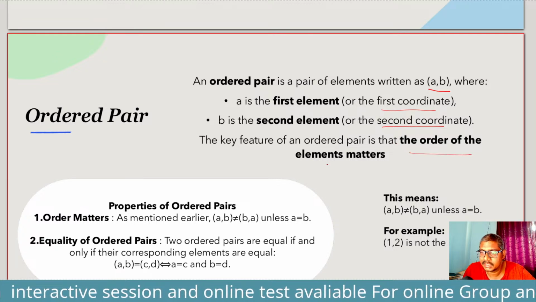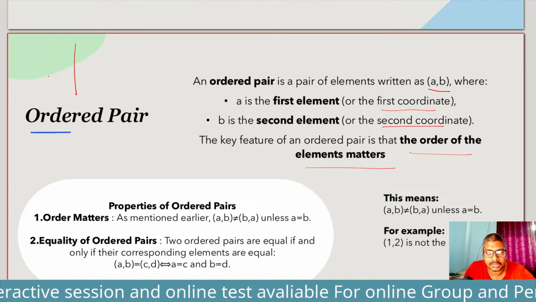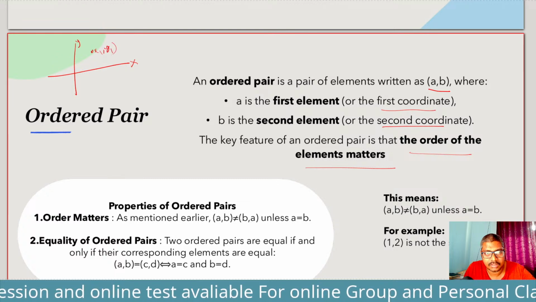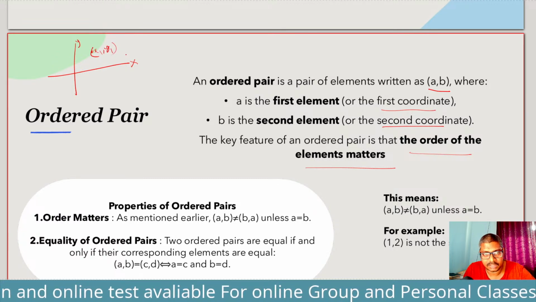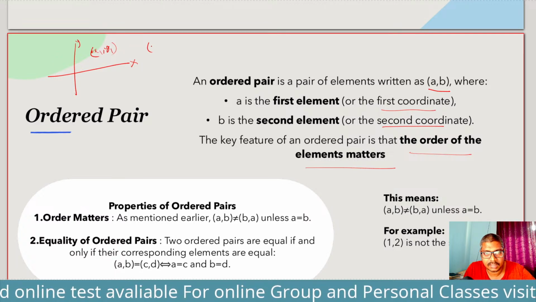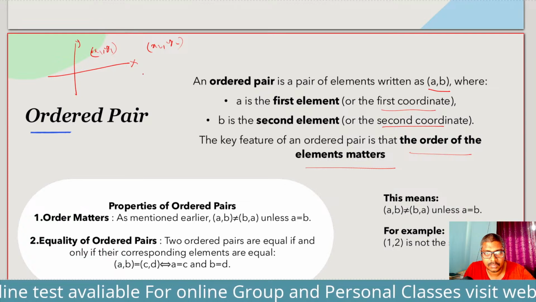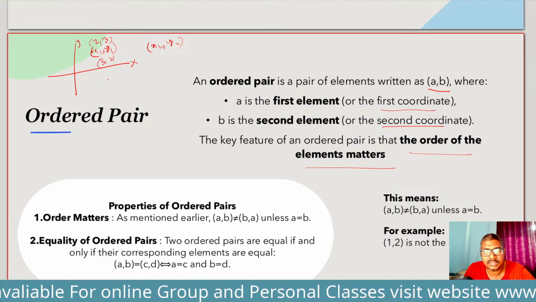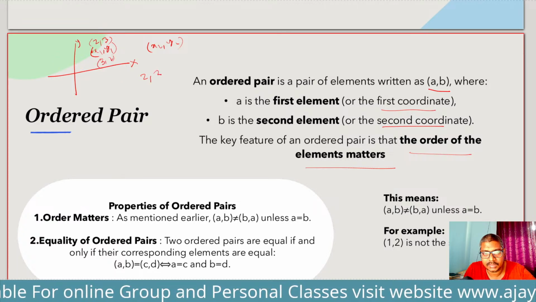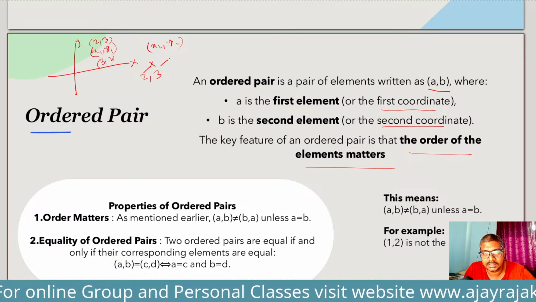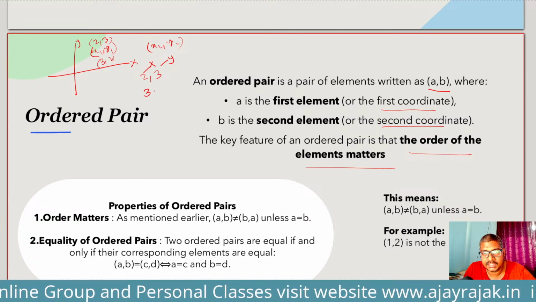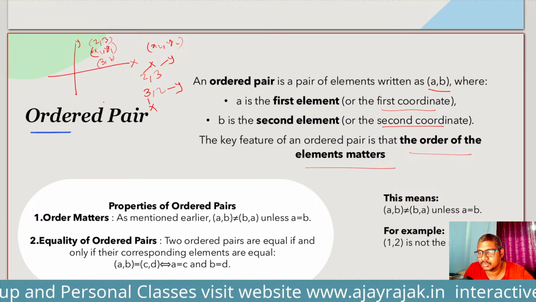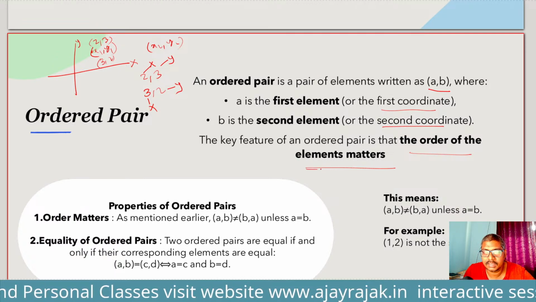So what are the features? The order of the elements matters, right? Because when we have a Cartesian coordinate, x1, y1 will represent a different point from x2, y2. You could take an example like (2, 3) and (3, 2). (2, 3) is a different point from (3, 2), because (2, 3) says the x value is 2 and the y value is 3, but when you say (3, 2), the value on the x-axis is 3 and on the y-axis is 2. So the order of the elements matters.